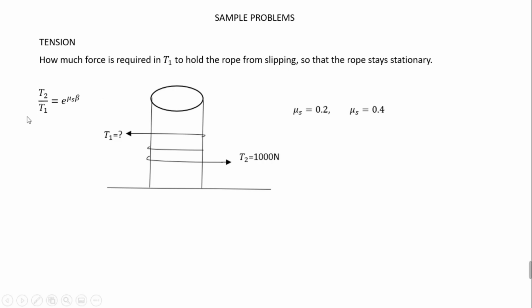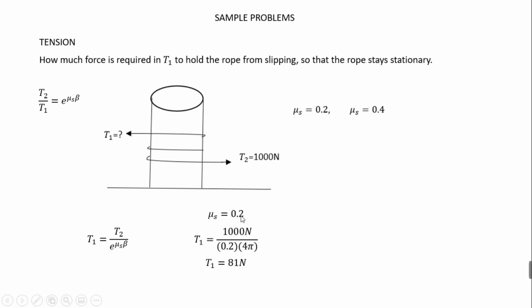We have a formula here that will help us solve this problem: T sub 2 over T sub 1 equals e raised to mu sub s times the angle of contact. So these are our angles of contact in this problem. Rearranging this equation to get T sub 1, we have T sub 1 equals T sub 2 over e raised to mu sub s times the angle of contact. We need to calculate first with this coefficient of static friction, which is equal to 0.2.